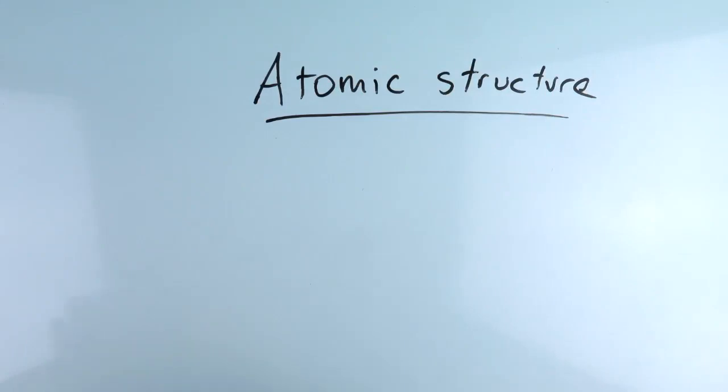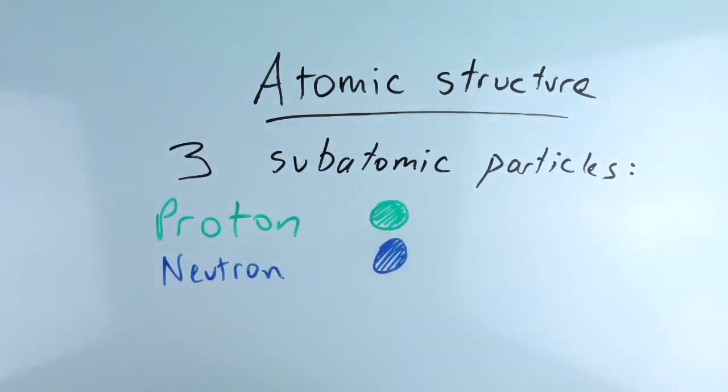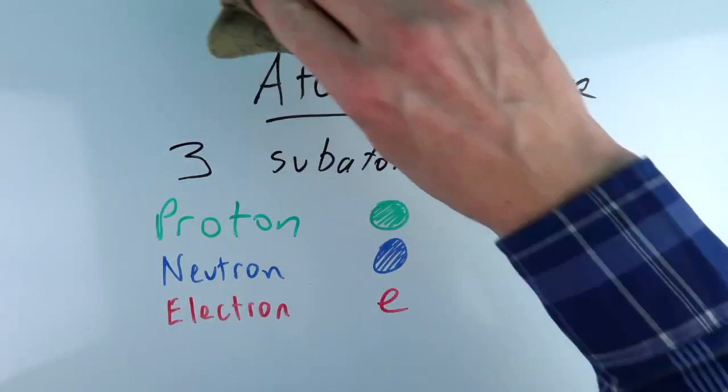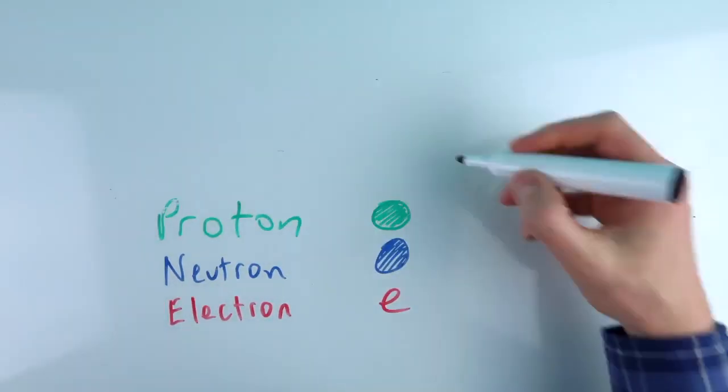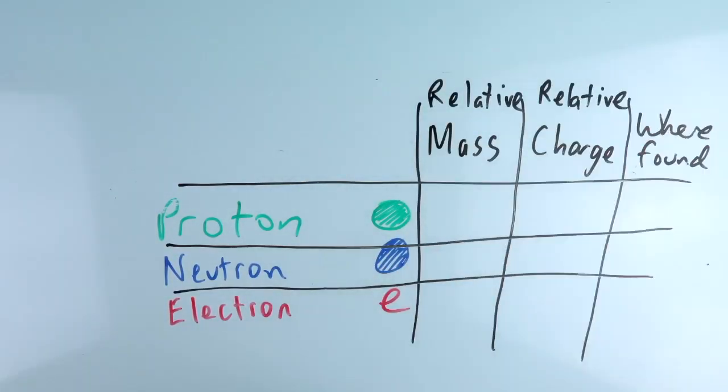An atom consists of three subatomic particles: protons, neutrons and electrons. You need to know about their mass, charge and where in the atom you will find them. Protons and neutrons both have a relative mass of 1. An electron has a relative mass approximately 2,000 times smaller than the mass of a proton or neutron. Protons have a positive charge, neutrons have a neutral charge, and electrons have a negative charge.